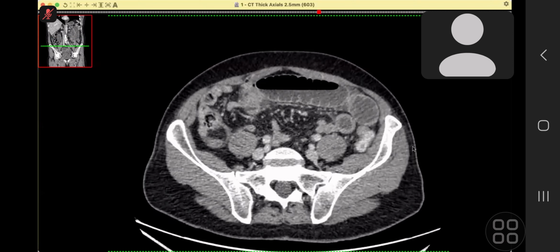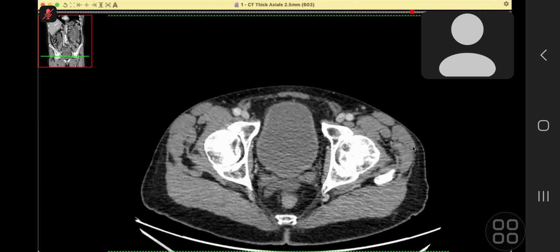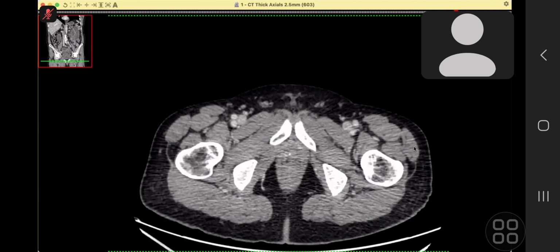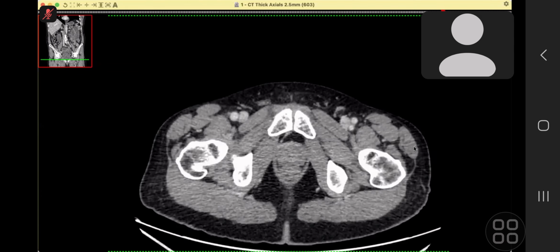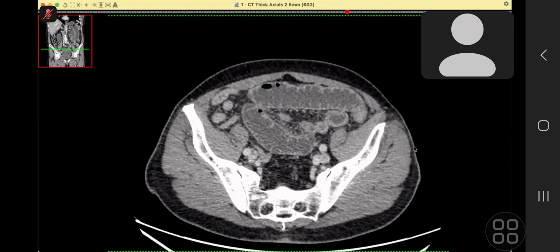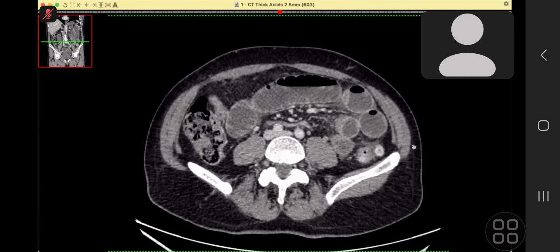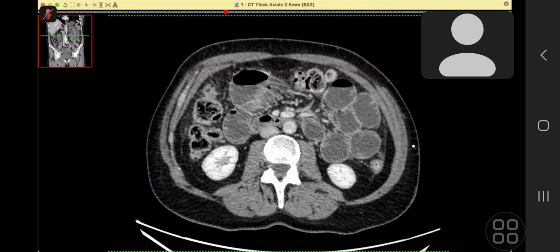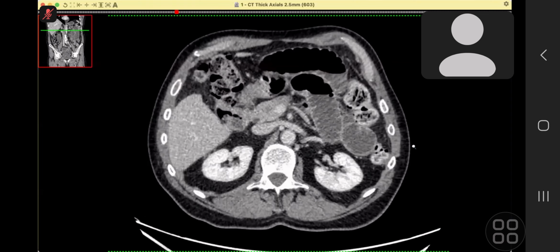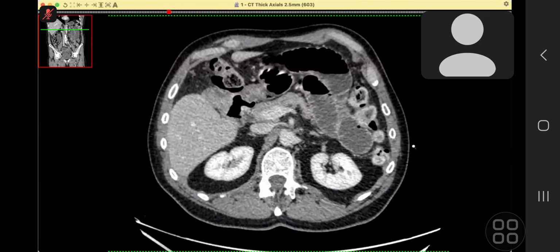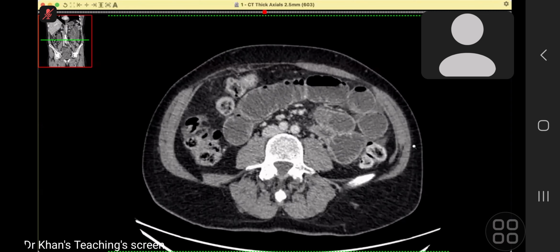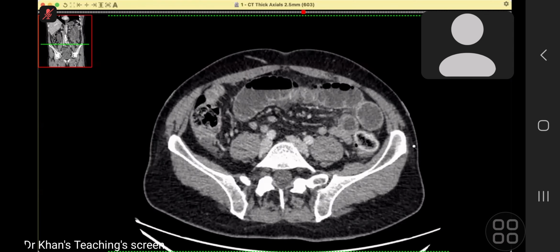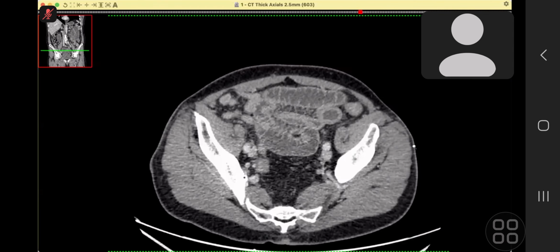I will go until the last cut. I noticed that there are multiple dilated fluid-filled small bowel loops with normal appearance of the large colon. Appearances are those of small bowel obstruction. In the last cuts, I didn't see any hernial defect through the hernial orifices.